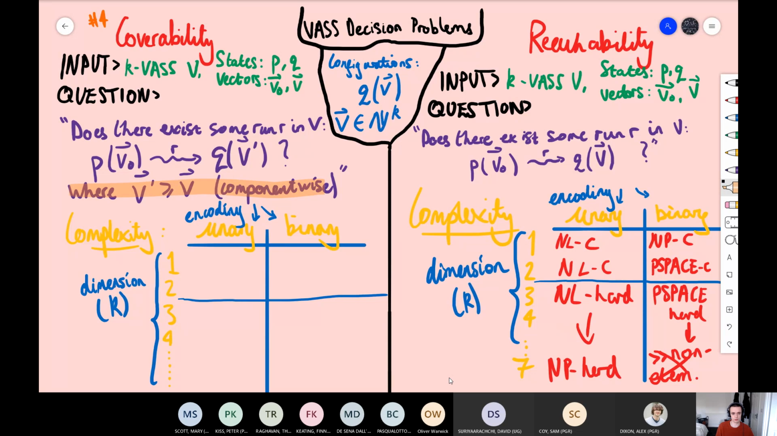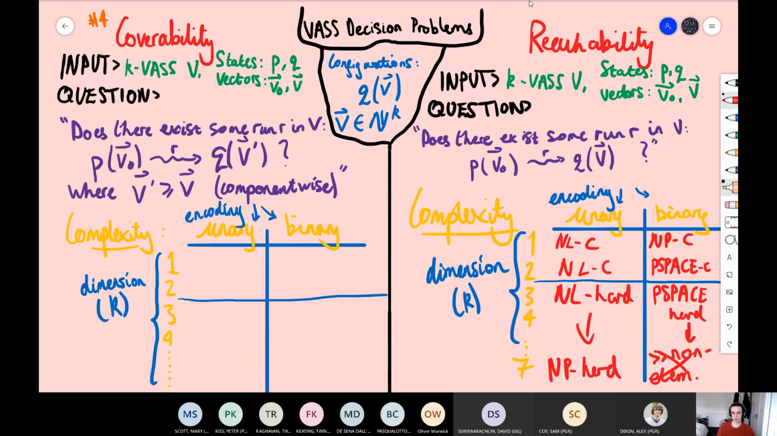But the condition on V prime is that V prime is at least V component-wise. So each of the components in the vector is greater than or equal to each of the components in the original vector. So coverability is kind of like, can I reach a slightly bigger configuration? And by bigger, we mean the counter values have bigger values in them. This is immediately slightly harder, right? Because this is kind of like the equality case in reachability, and this is the kind of inequality case. So if you could do reachability, obviously you can do coverability because you can kind of relax your constraint. But yeah, you can see that there are other potential runs that would work in the coverability setting that don't originally work in the reachability setting.